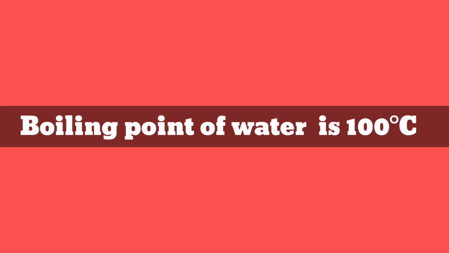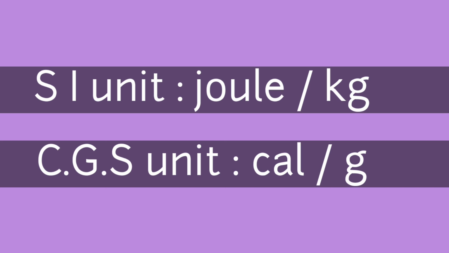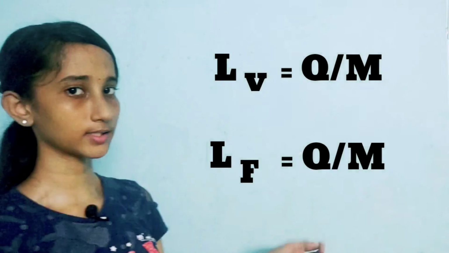Actually, when a liquid is converting into gas at a constant temperature like the boiling point, it has to absorb some energy. That heat energy is called latent heat of vaporization. This is also a very important formula. And SI units and CGS units are also displayed. CGS unit is calorie per gram, and SI unit is joule per kg. Take a screenshot for this. This is very important. Just take a snap.